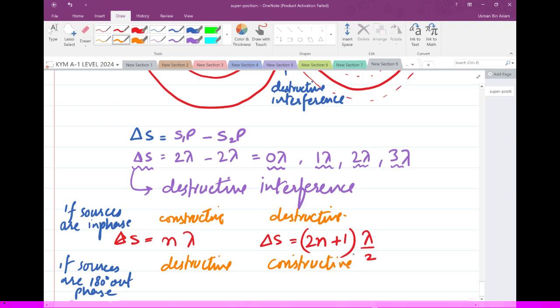Examiner will tell you if the sources are in phase or if the sources are 180-degree out of phase. Most commonly, the questions are designed in such a way that sources vibrate in phase instead of 180-degree out of phase. Around 90% of the time, this scenario is going to be applicable. Sometimes examiner might say the sources are 180-degree out of phase. In that case, you'll be using this formula for destructive and this for constructive.